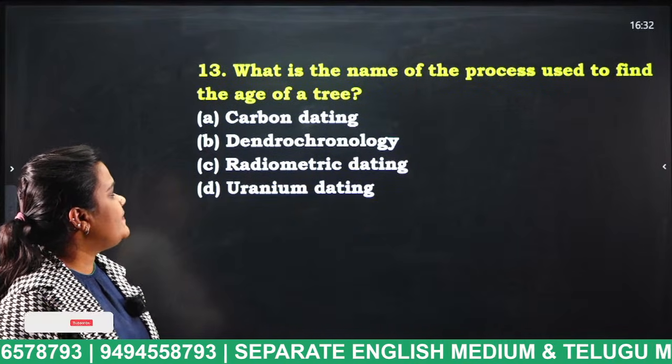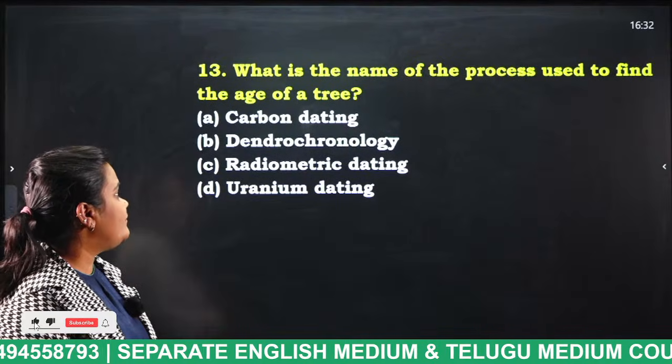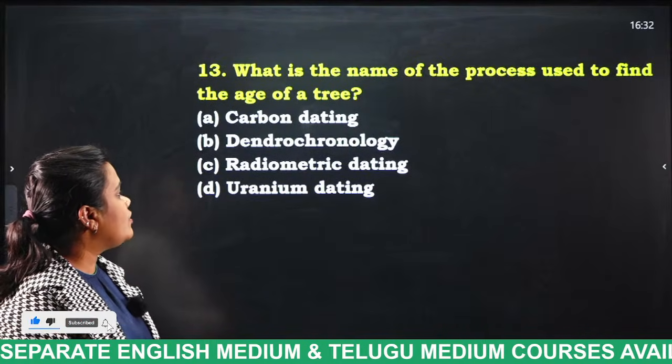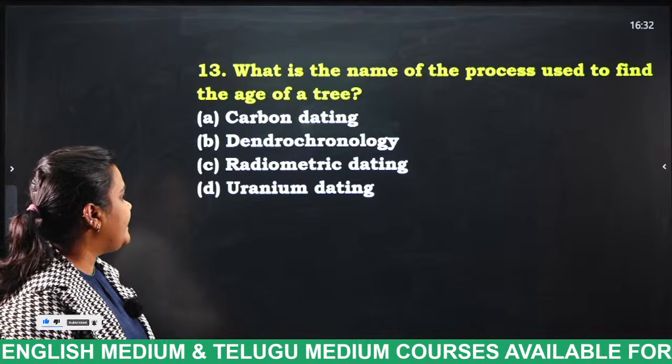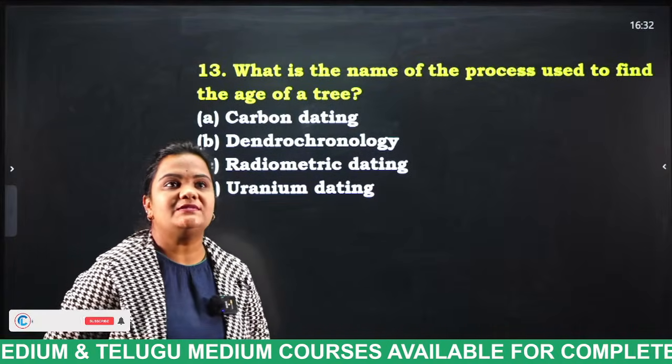What is the name of the process used to find the age of a tree? Carbon dating, dendrochronology, radiometric dating, or uranium dating. Now try to answer this question.